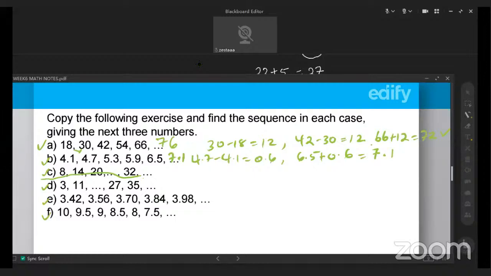It is 78, not 72. Sorry, this is 76. This one here. I think you're meaning this one. This is 78. 66 plus 12, it is 78. Okay? This is 78, not 76. Okay?